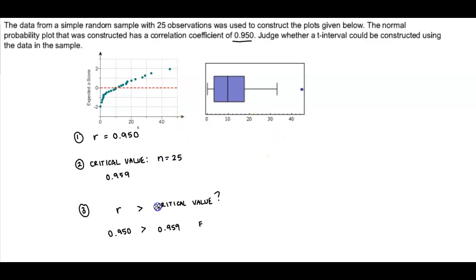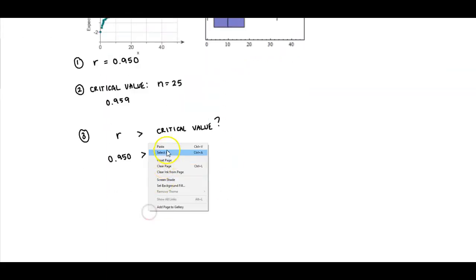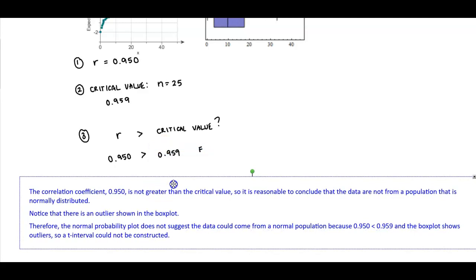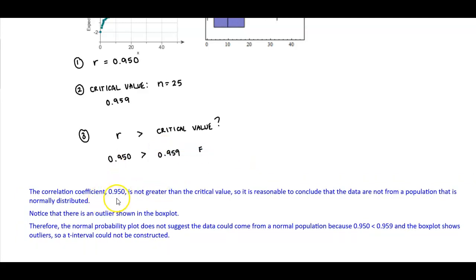Okay? And in addition to that, if you take a look at the box plot, there's an outlier. There's a dot here that's outside of that box plot. So we can conclude the following from here. First, we know that the correlation coefficient is 0.950 and it's not greater than the critical value. So it is reasonable to conclude that the data are not from a population that is normally distributed.